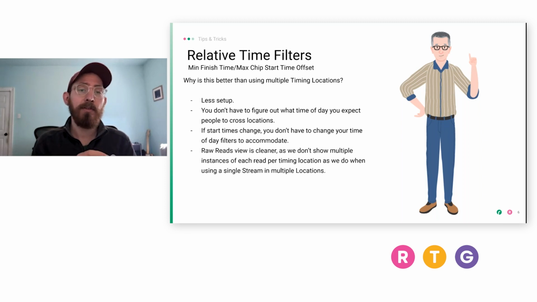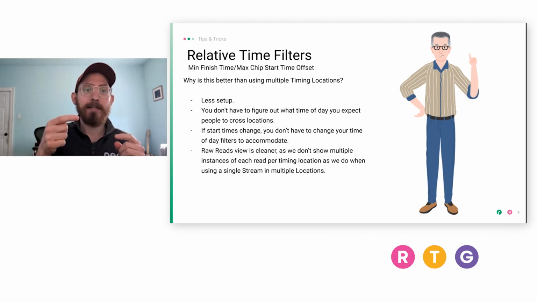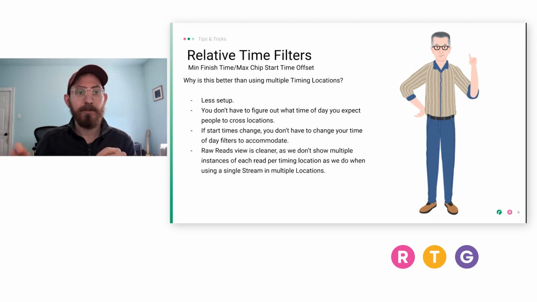So if you've ever had a race that you've scored with RaceDay scoring where you have one stream tied to multiple locations and you look at the raw reads view, you'll see one time with, let's say, 4 different locations, and it'll tell you why each read at each location was ignored or accepted. And it gets really messy when you have a lot of them there. So I just think it helps clean things up for troubleshooting purposes a whole lot.